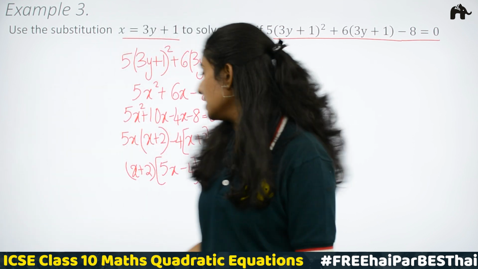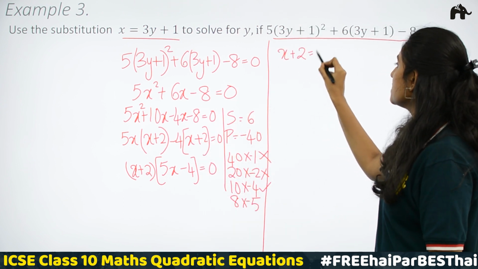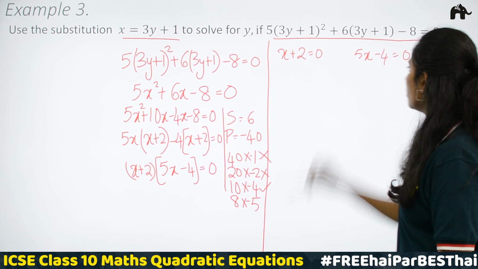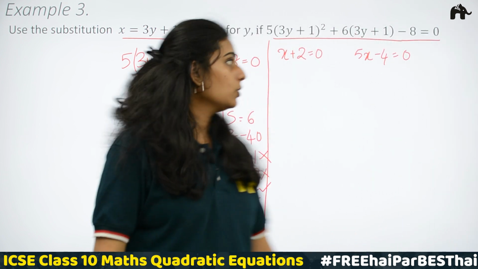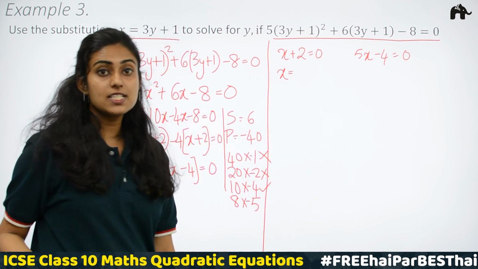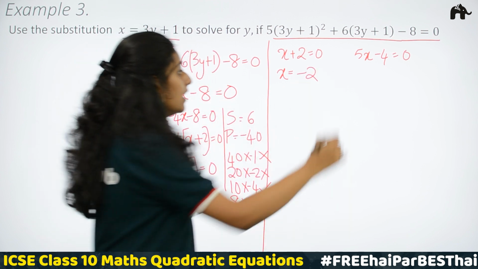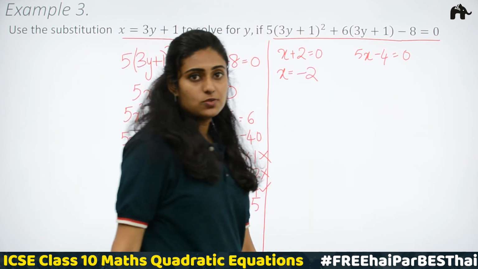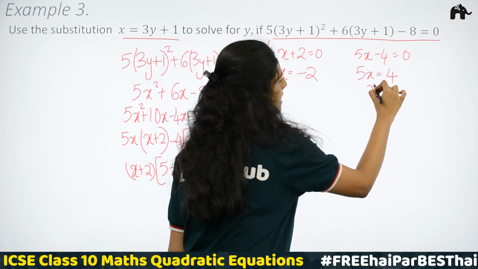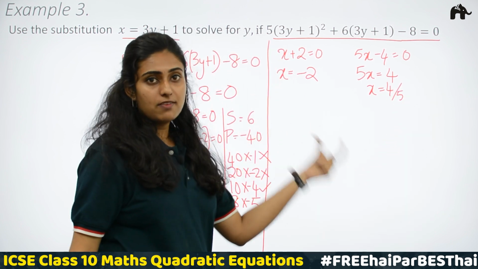Now applying the zero product rule, either x plus 2 should be equal to 0 or 5x minus 4 should be equal to 0. If x plus 2 is equal to 0, then x is equal to, taking this positive 2 to the opposite side, becomes negative 2. X is equal to minus 2. Now, if 5x minus 4 is equal to 0, then 5x is equal to plus 4 and x is equal to 4 divided by 5. We got two possible values of x.